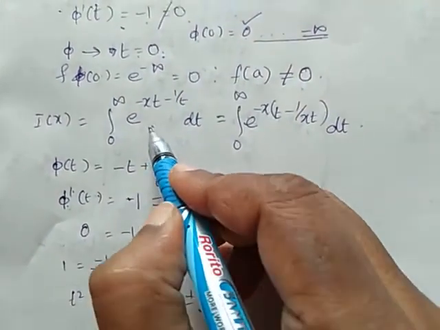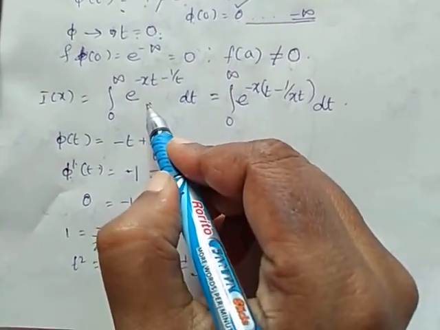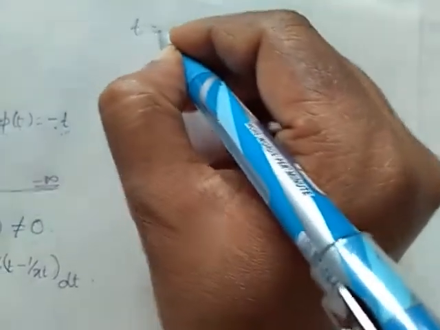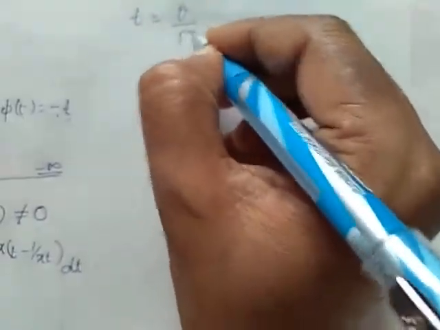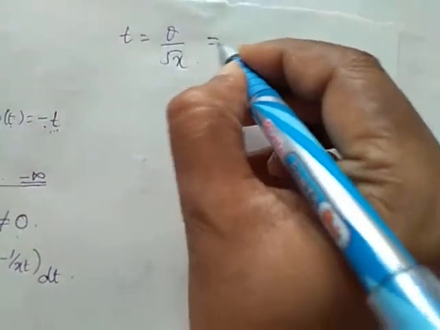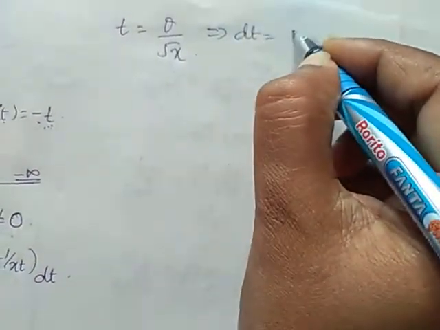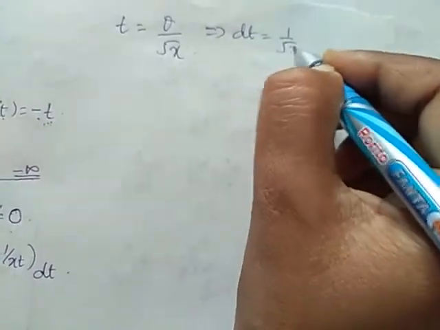So how we are going to substitute? Put t is equal to theta by root x. I am going to substitute t is equal to theta by root x. So what is dt? dt is 1 by root x into d theta.